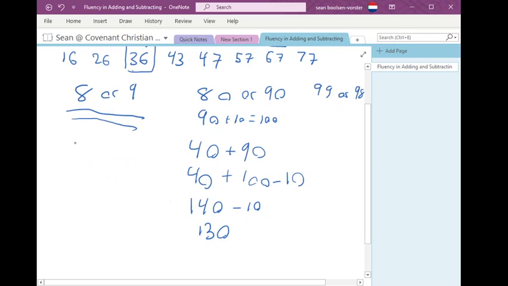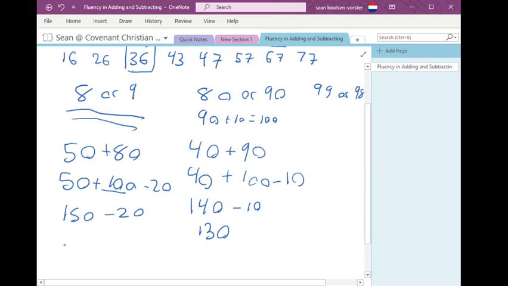80 is the same sort of idea. Again, plus 80, you can do the same thing. It's basically like 50 plus 100 minus 20 this time, right? Because 80 is 20 less than 100. So you're just rounding here because it's easier. So 150 minus 20, 130. As simple as apple pie once you get the hang of it.